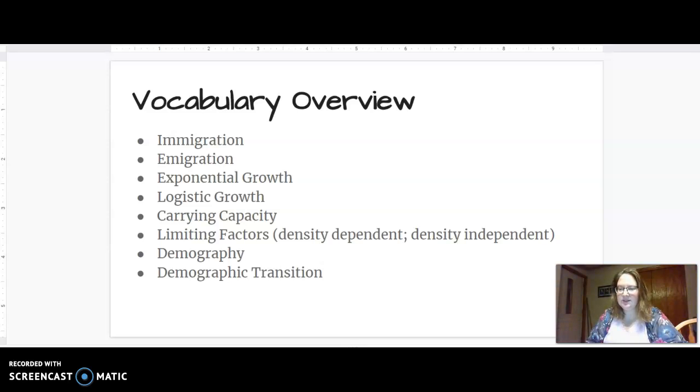I'll post a Quizlet to the out of classwork and in the Google Classroom by the end of the day on Monday. We'll be talking about immigration and emigration, the differences there, exponential and logistic growth, carrying capacity. We'll be talking about limiting factors, demography, and then demographic transition.